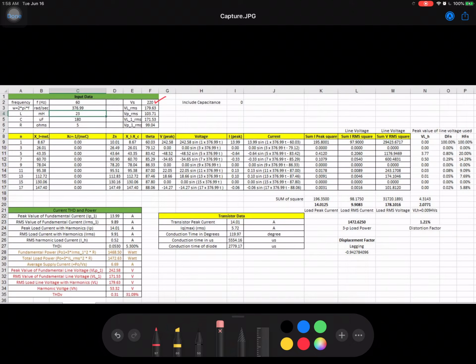Right. So in the Excel sheet that is available in your class folder, you can only edit this part. What this is indicating is that if you want to include the capacitance, then make it 1, and if you want to exclude the capacitance, make it 0. So I am not considering capacitance over here. So basically our load is simply a 5 ohm resistance and the 23 millihenry inductance.